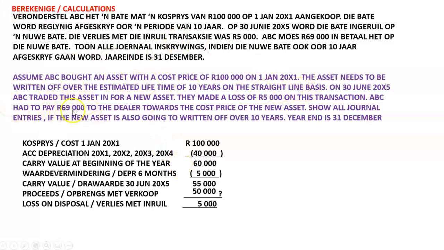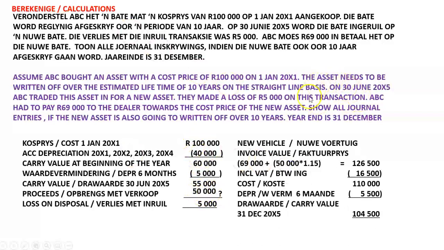We took out of our pocket 69,000 Rand, plus we received 50,000 Rand plus VAT for the old asset. So the cost price of the new asset will be the amount that we have paid, 69,000, plus the VAT inclusive amount, 50,000 times 1.15, 126,500. We can claim the VAT, 15% VAT included in that amount, which is 16,500. So the actual cost price of the asset is 110,000. We're going to depreciate that once more over 10 years. It was for 6 months, so therefore our depreciation charge is 5,500.